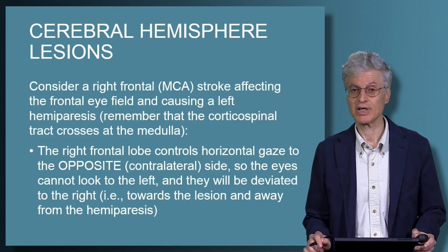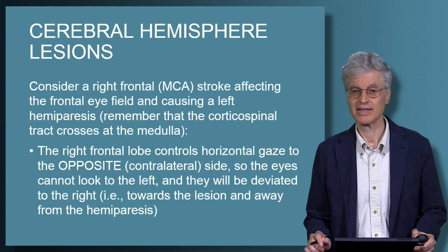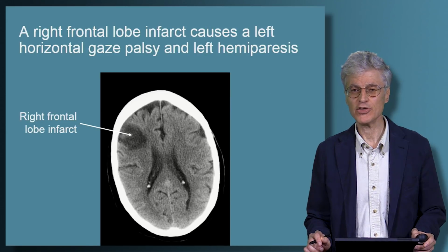We learned that the right frontal lobe controls horizontal gaze to the opposite or contralateral side, so the eyes cannot look to the left. And they will be deviated to the right, that is, towards the lesion and away from the hemiparesis. Here's an example. You have an axial CT scan of the brain, and that black area with the white arrow in it is a right frontal lobe infarct affecting the right frontal eye field.